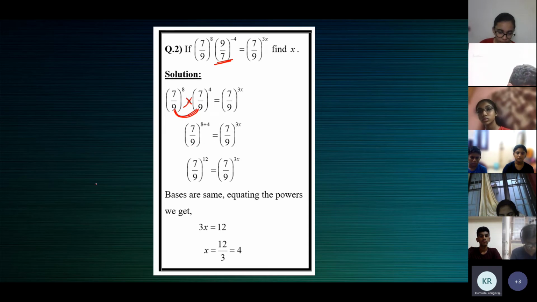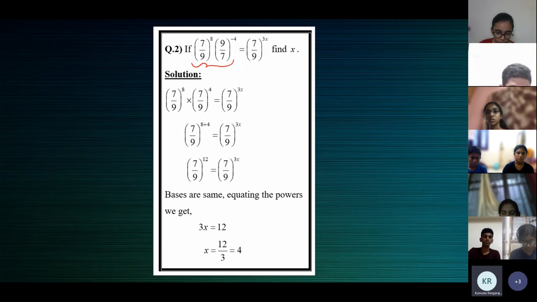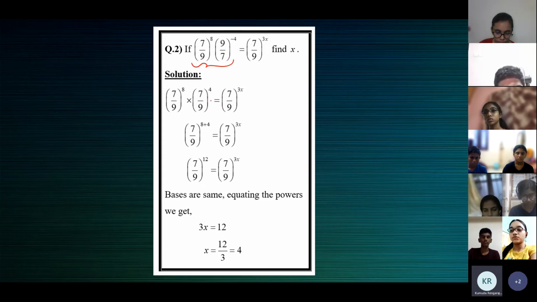Now in the question, the bases are different: 7 by 9, 9 by 7. So you want to make this 9 by 7 into 7 by 9. Take the reciprocal of the base and write the negative of the power. Minus 4 becomes plus 4. So now what happens? The bases are the same, 7 by 9, 7 by 9, and it's multiplication. So we add the powers.